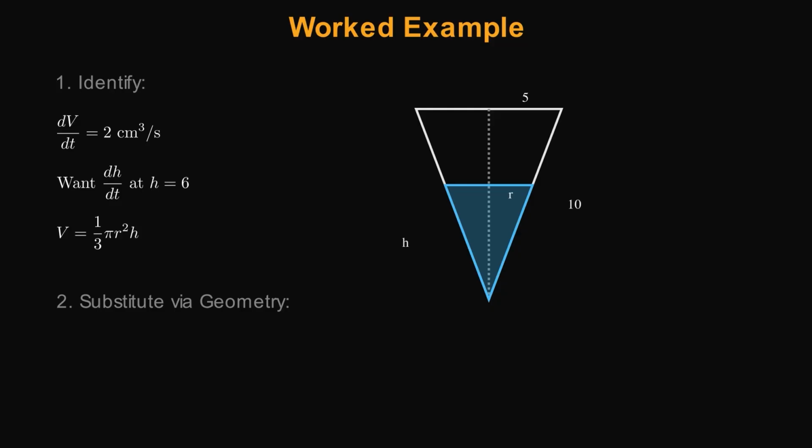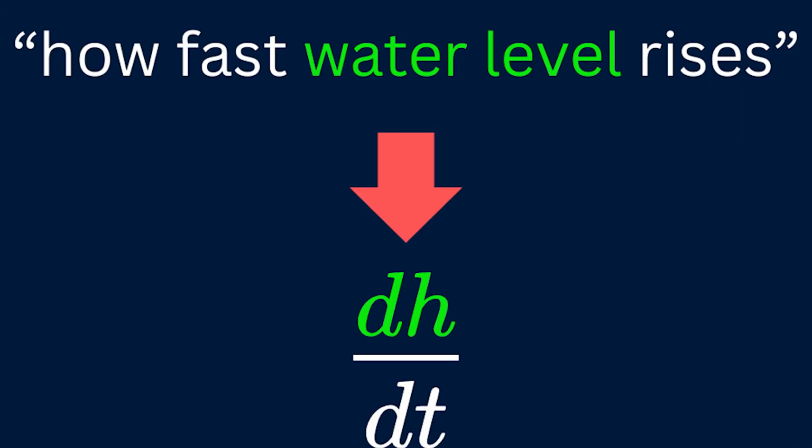So a few key clues here. First, how fast means we are finding something with relation to time, so hence dt. And water level rises hints that we're working with height. So therefore we need to find dh by dt, specifically at h equals 6. Now we know also that dV by dt is equal to 2, and also that the volume of a cone is equal to 1/3 pi r squared times h.